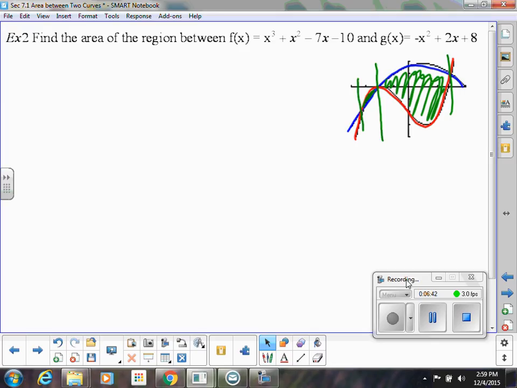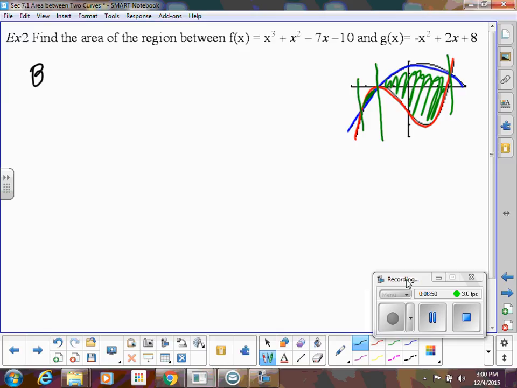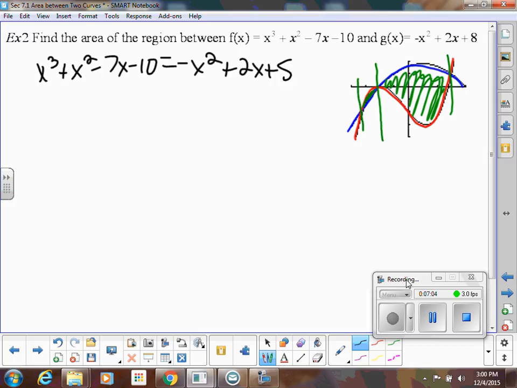So we're going to do the big area. We have to find the points of intersection. Let's do that before I set up the integrals. All right, so we want to do x cubed plus x squared minus 7x minus 10 equals negative x squared plus 2x plus 8. All right, so combine all your like terms together.